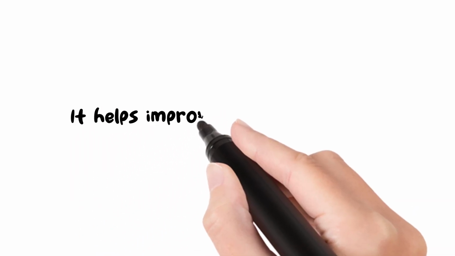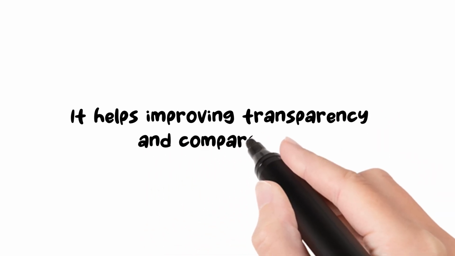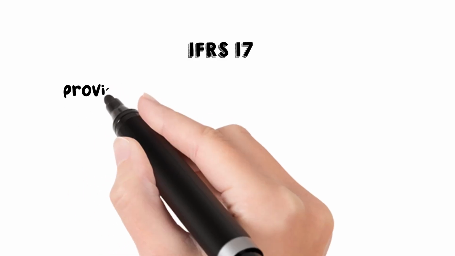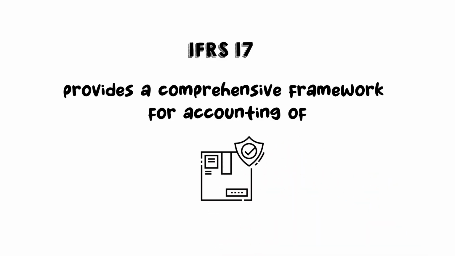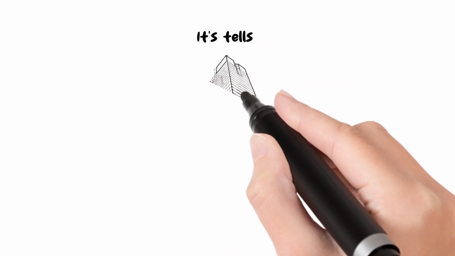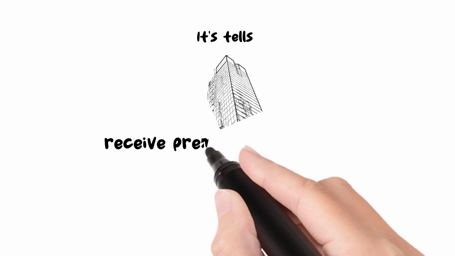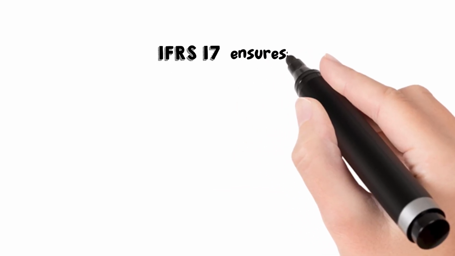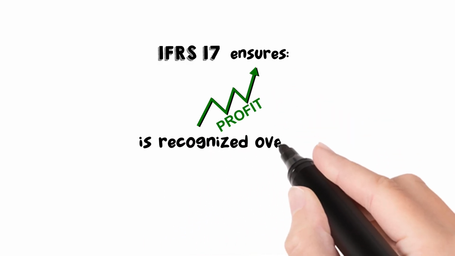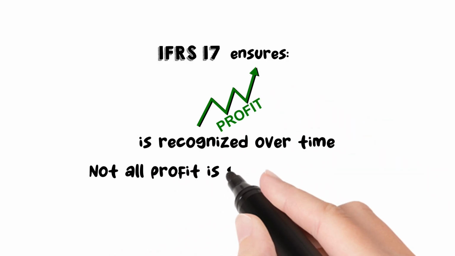It helps improve transparency and comparability. IFRS 17 provides a comprehensive framework for accounting of insurance contracts. It tells insurance companies, who receive premiums today but pay claims in the future, that profit is recognized over time. Not all profit is shown immediately. Core concept of current value measurement.